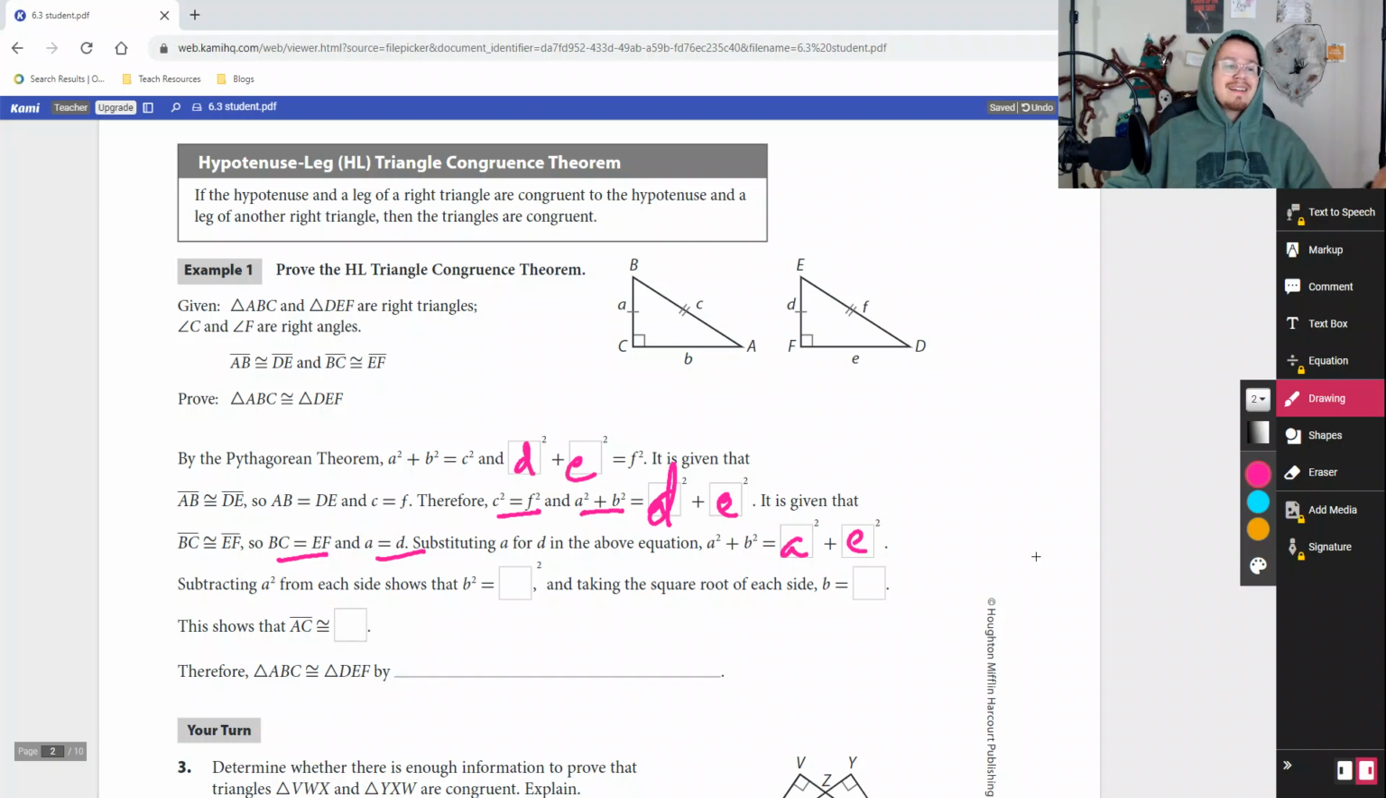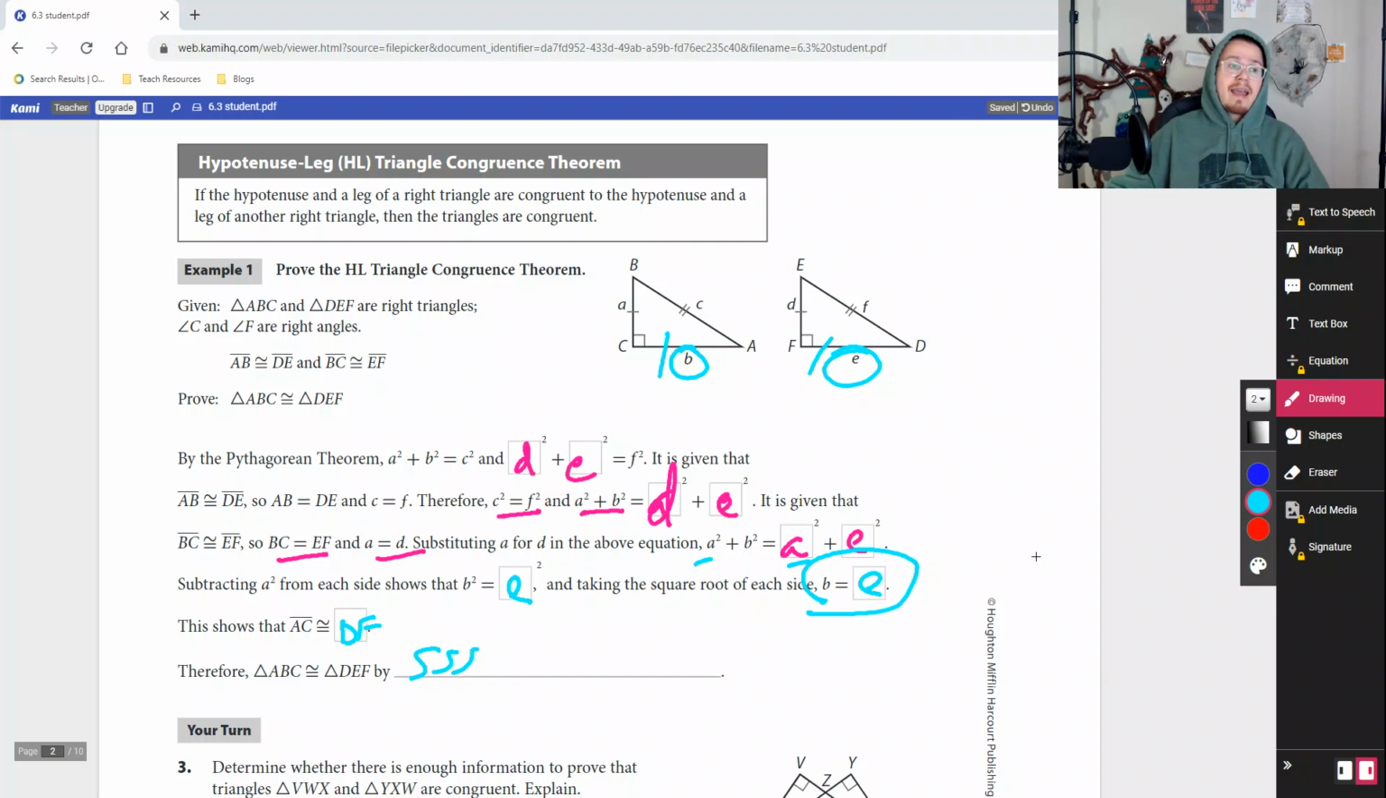So subtracting A squared from both sides, you get rid of it, and then you have B squared equals E squared. Now if you take the square root, you have B equals E. That's important, because that shows that the third leg is congruent. So you can see that AC is congruent to DF. Therefore, these triangles are congruent by the SSS triangle congruence theorem.